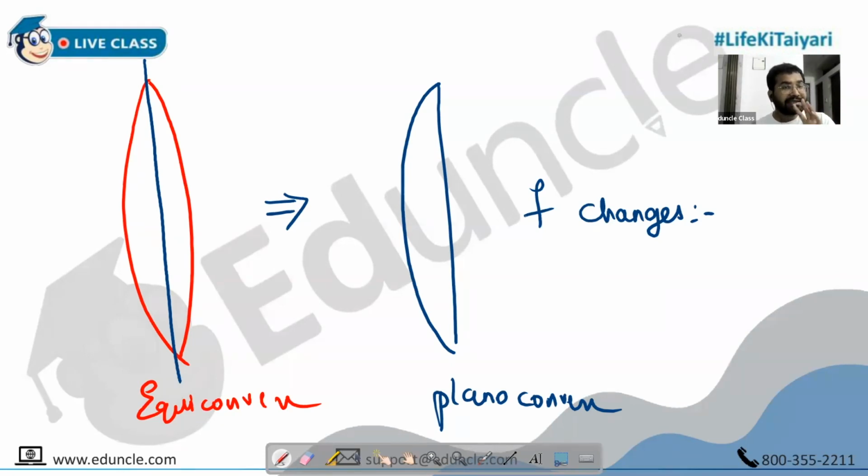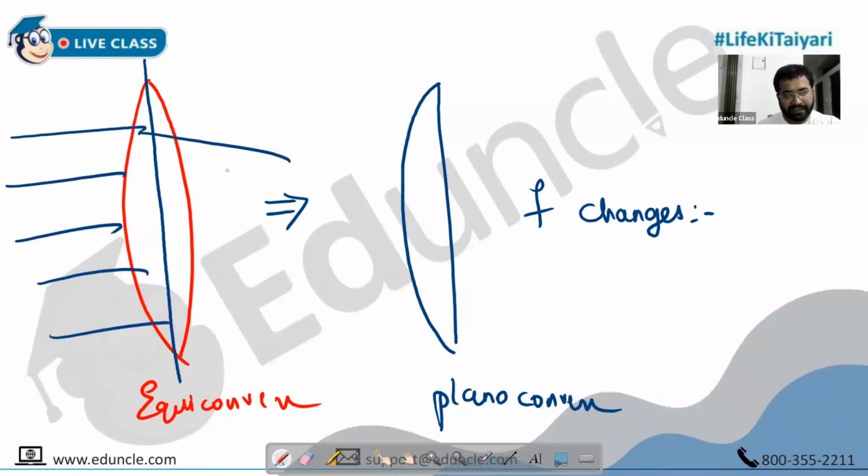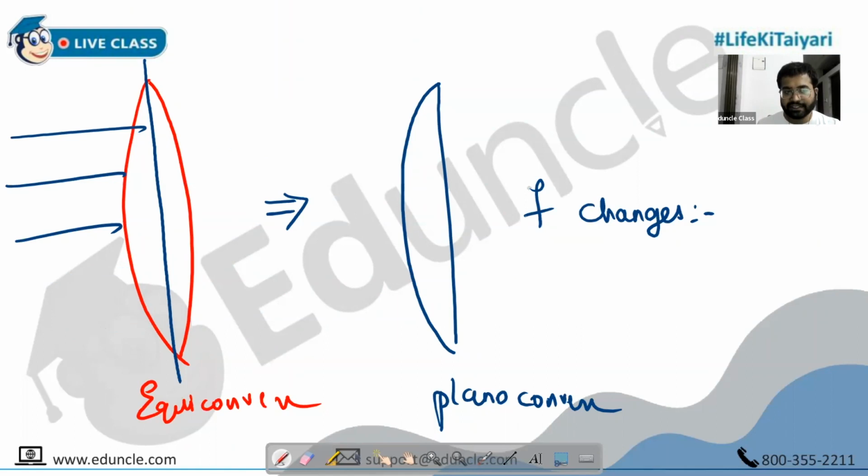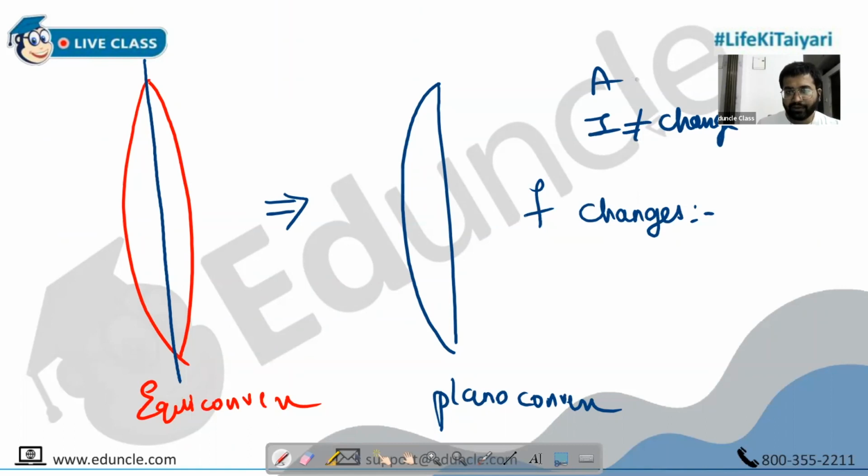But intensity will not change, amplitude will not change. Why? Because the amount of light which is going to be refracted does not change. The same amount of light that was refracted earlier will still be refracted. So intensity will not change, amplitude will not change. Intensity is directly proportional to amplitude squared. But focal length changes, so obviously image position and image height change.